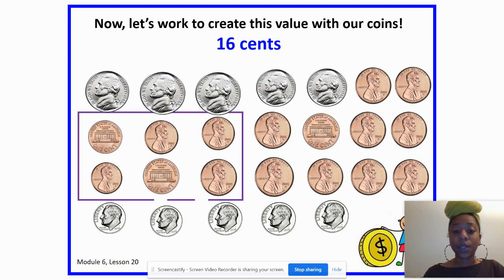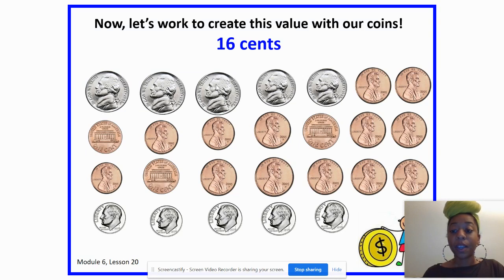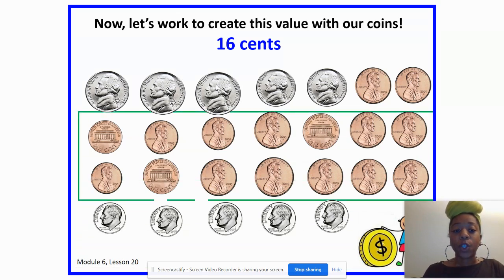Is there another way to show 16? There is another way to show 16. We can count by just ones. You're right. Let's just use our pennies. 2, 4, 6, 8, 10, 12, 14, 15, 16. So if I get all the pennies together, the total value of 16 pennies is 16 cents.